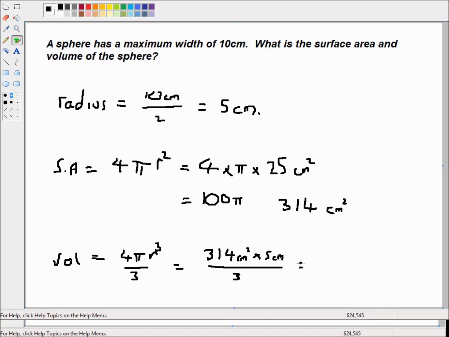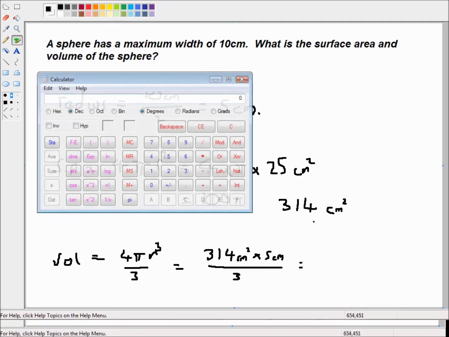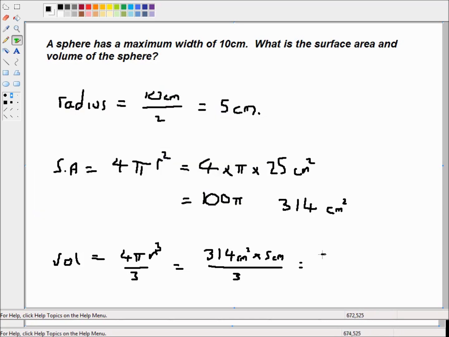In fact, I'm going to save time. I'm just going to use the calculator. Okay, so I've got my calculator, so I'm just going to plug this in. So that's 4 times pi times 5 cubed divided by 3. And that's equal to 523.6. I'm going to round that up to 524. But if you said 523.6, that's fine.